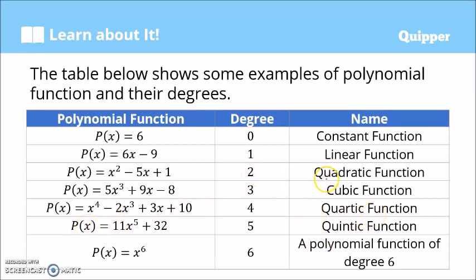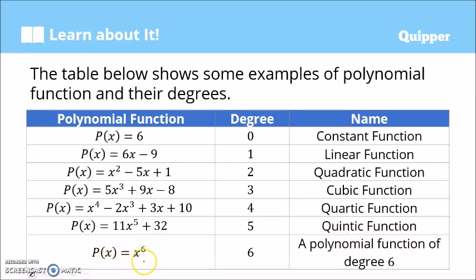If the degree is 2, we call that quadratic. If the degree is 4, we call that quartic. If the degree is 5, just like this one, then we call that a quintic function. Quintic.